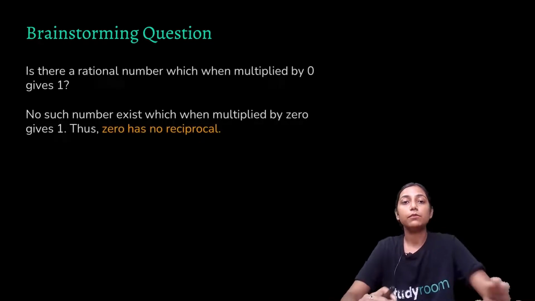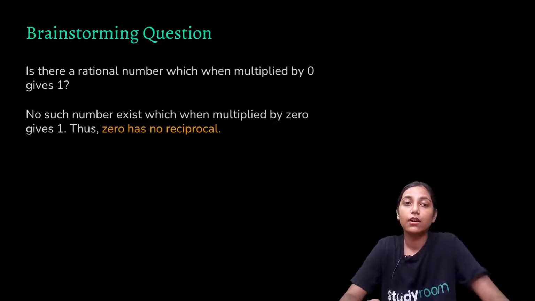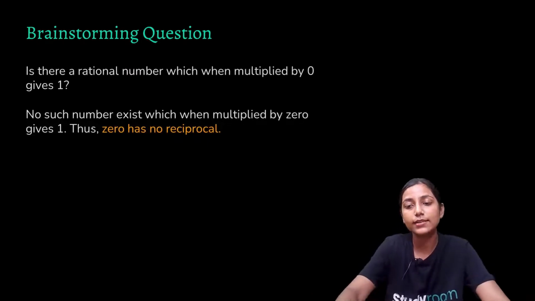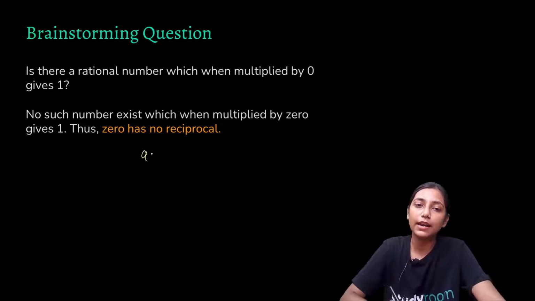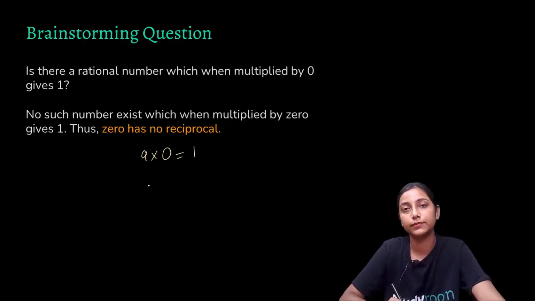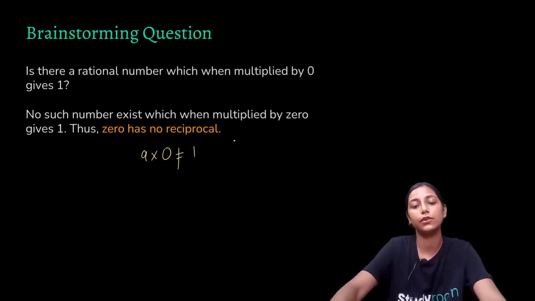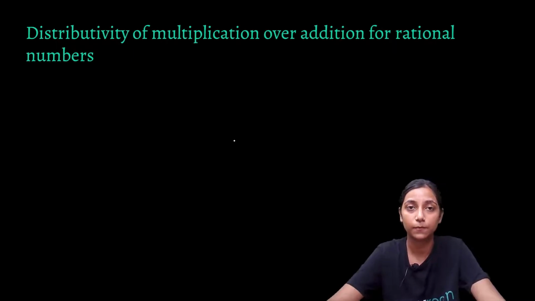Then we came to a brainstorming question from where we concluded that 0 does not have any reciprocal. Why does 0 have no reciprocal? Because there is no such number a which when multiplied by 0 gives us 1. Therefore, 0 does not have any reciprocal.